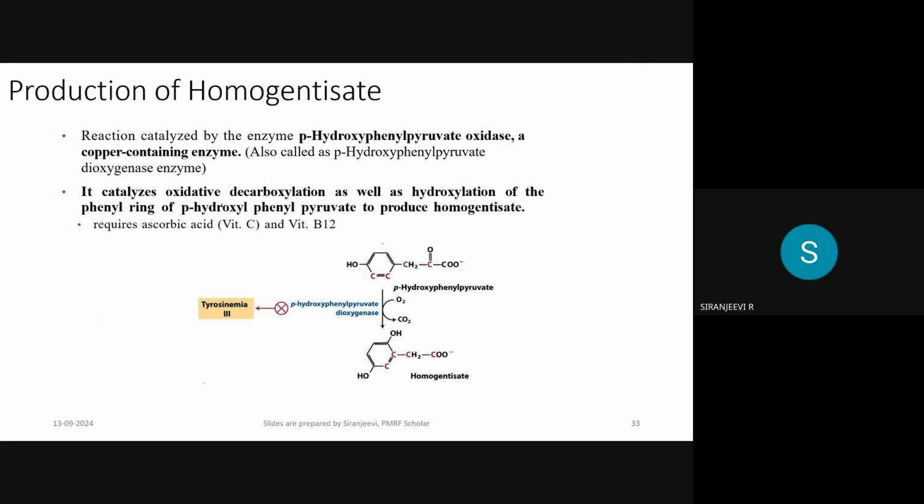The second step is homogentisate production. What will happen in this case? Para-hydroxyphenylpyruvate, in the presence of para-hydroxyphenylpyruvate dioxygenase or oxidase, which is a copper-containing enzyme, will be converted to homogentisate. Here one molecular oxygen will be converted to carbon dioxide, so one carbon molecule will be removed.